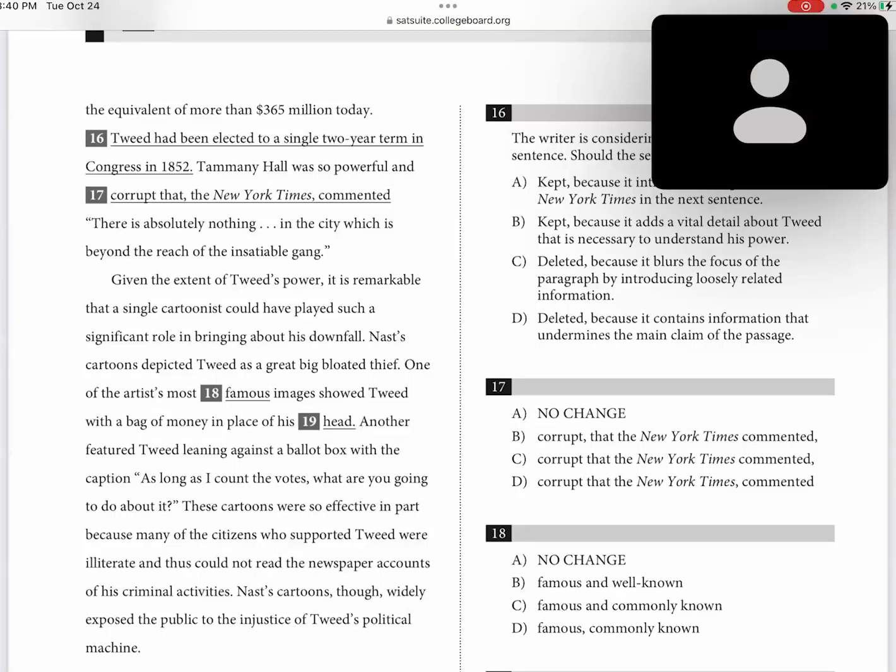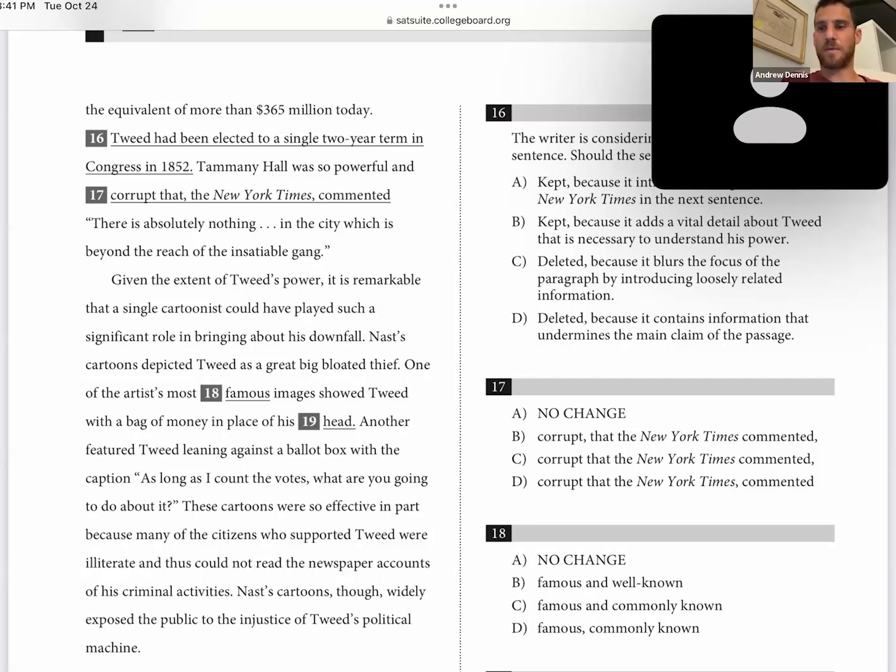C? C. Yeah. C as in cat. Tammany Hall was so powerful and corrupt that the New York Times commented, comma, there's absolutely nothing, right? Because why is A wrong? Tammany Hall was so powerful and corrupt that, that's a misplaced comma in between the that and the the. We'll eliminate A. B: Tammany Hall was so powerful and corrupt, comma, that the New York Times commented, comma. Why do we need a comma in between the corrupt and the that? Again, misplaced comma.